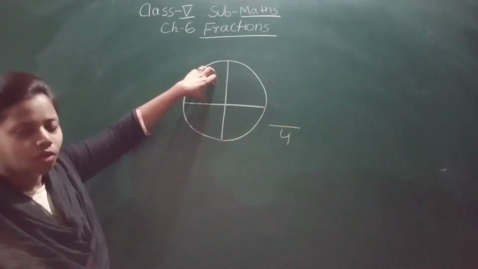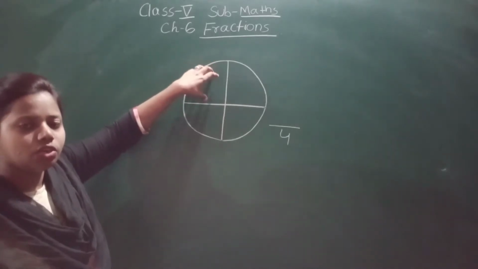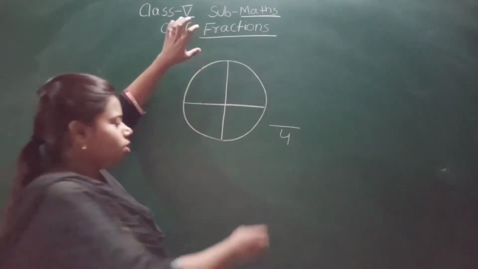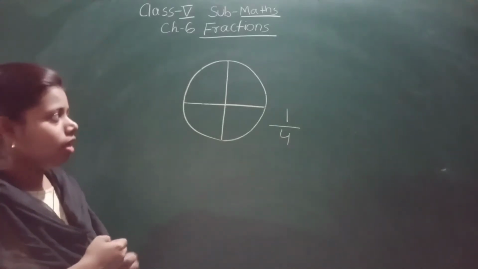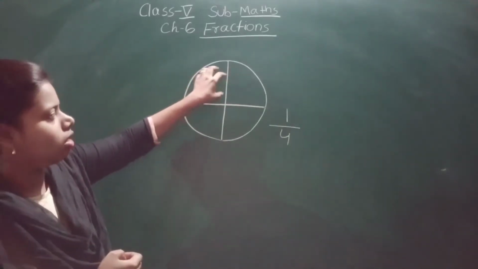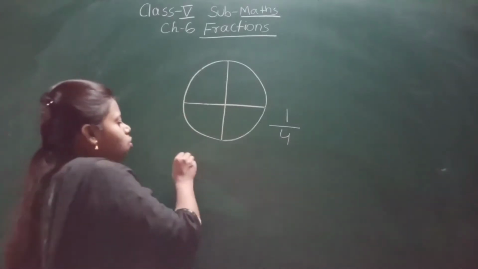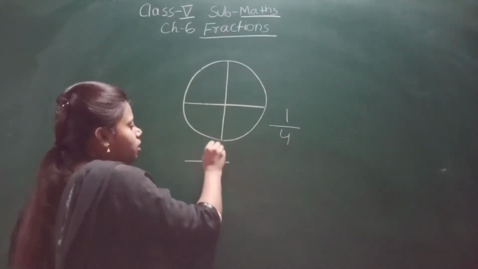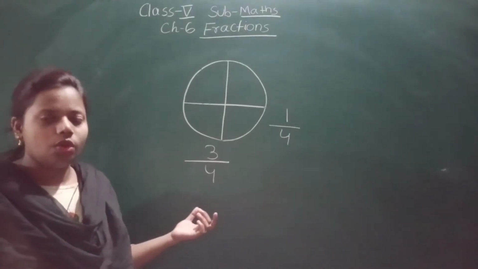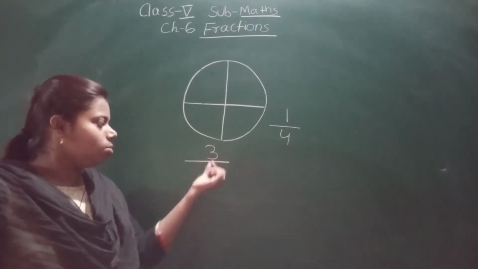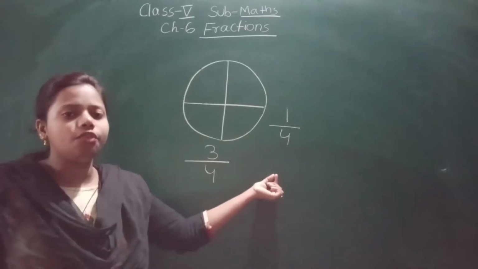Now how much did you eat? You ate only one part. Then what will you write? 1 by 4. If you eat 3 parts, 1, 2, 3, and the total is 4, that means 3 by 4. How do we read this? 3 by 4, 1 by 4.